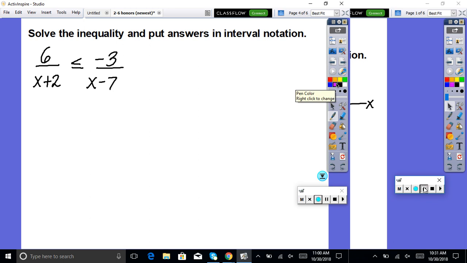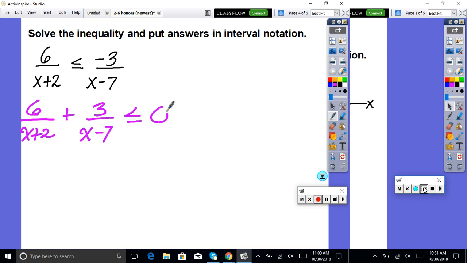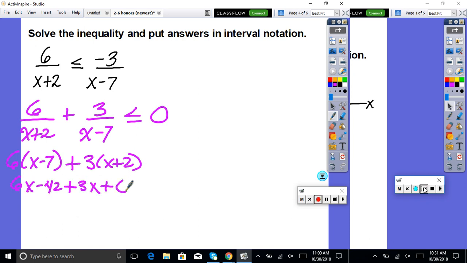Okay, another one. Here we go, everyone. Let's do better this time. Let's go quicker and do better. So we're going to want it equal to 0, so we have 6 over x plus 2, and then we have plus 3 over x minus 7, and we want to know when that's less than or equal to 0. We need a common denominator, so we'd multiply 6 by x minus 7, wouldn't we? Plus 3 times x plus 2, this is the numerator, so that's 6x minus 42 plus 3x plus 6.